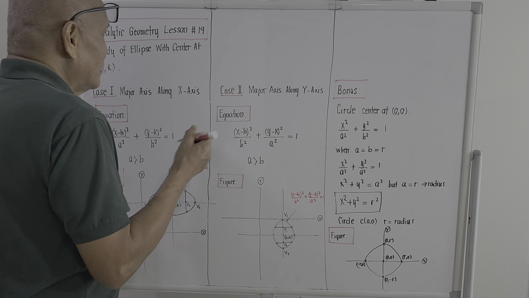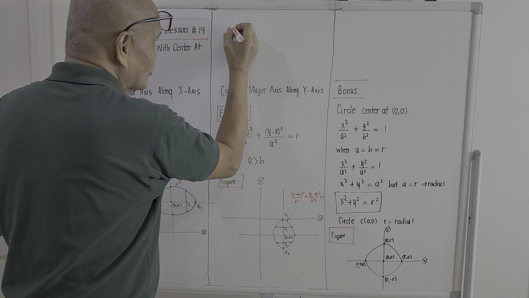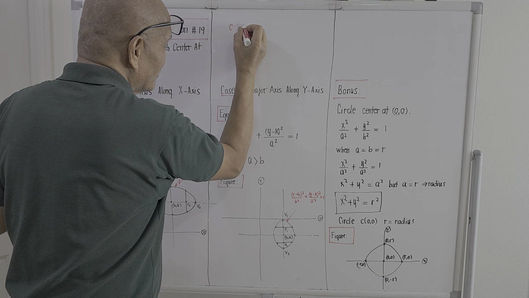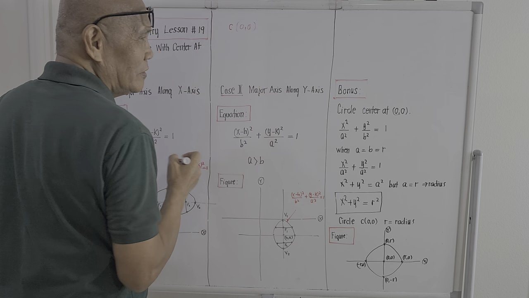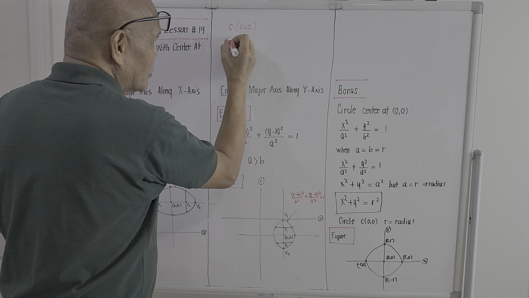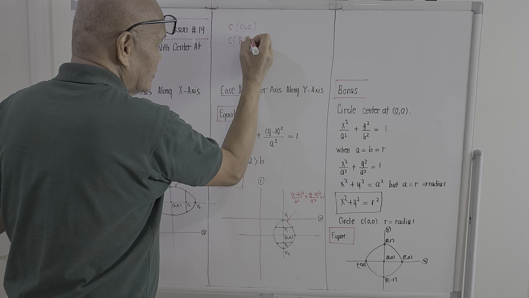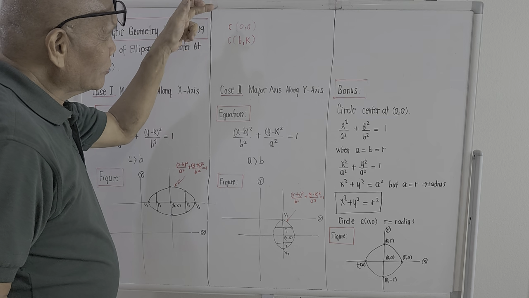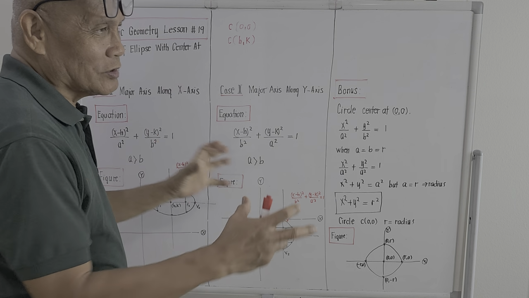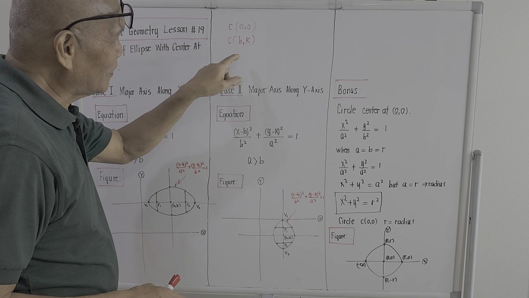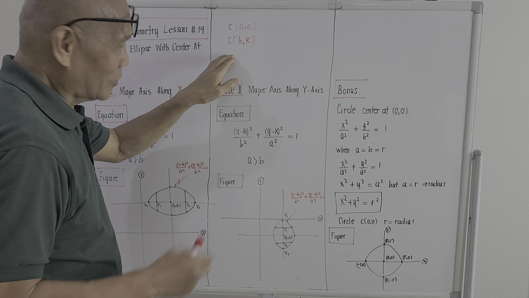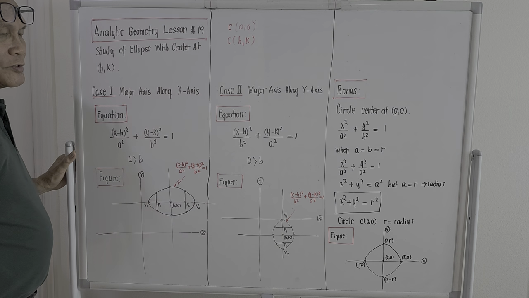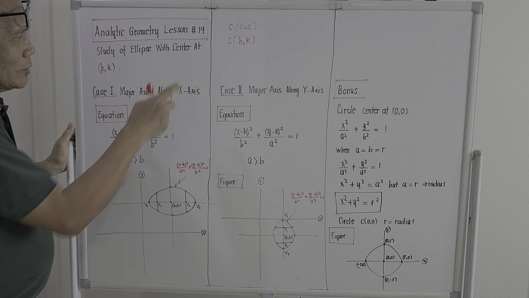Because on the last lesson, the location of the center was at, sorry for this one, (0, 0). Okay. For tonight, the location of the center will be at (h, k). The centers (0, 0) and (h, k) look similar except that there is a value for h and k for the topic this evening. Okay, let's try to bring out the two cases for study of ellipse with center at (h, k).